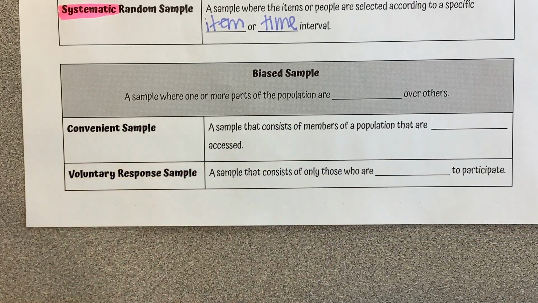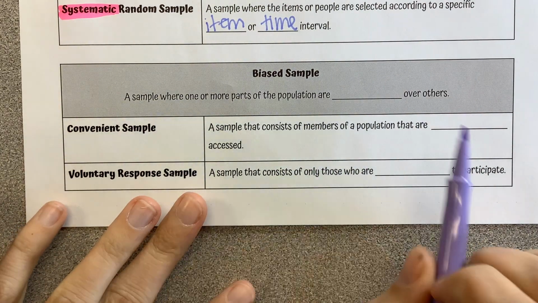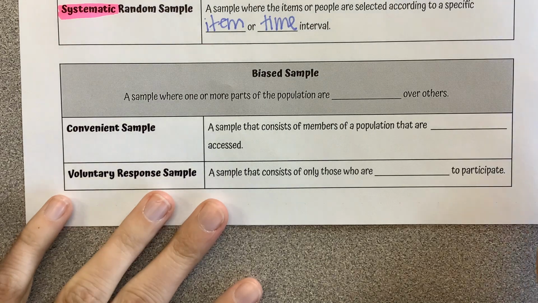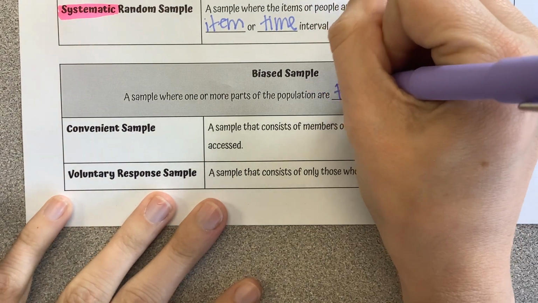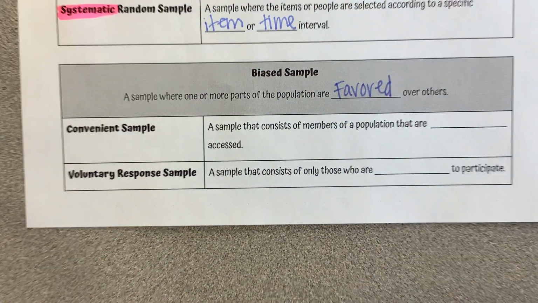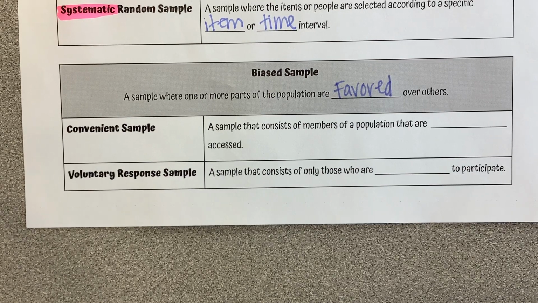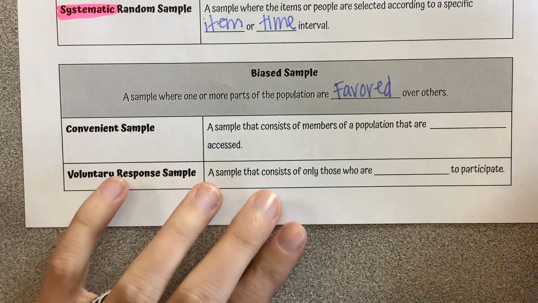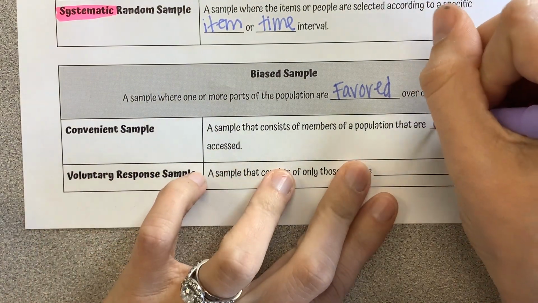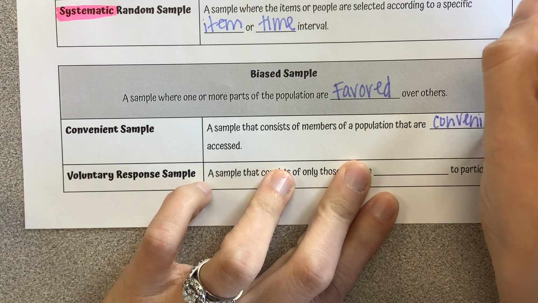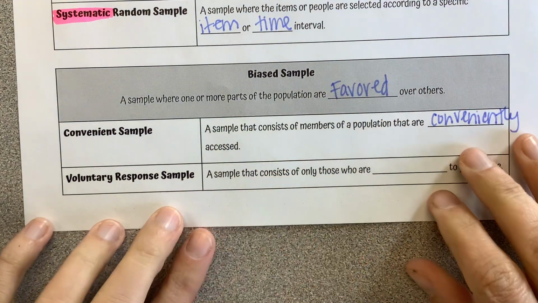But then we have bias samples, and that's what you have to be aware of when you're looking at data. Sometimes data is biased or it's inaccurate, right? We can make it look how we want to look. So sometimes people used bias samples, and that would be a sample where one or more parts of the population are favored over others. It's biased towards one thing. So a convenience sample is a sample that consists of members of a population that are, you guessed it, conveniently accessed.